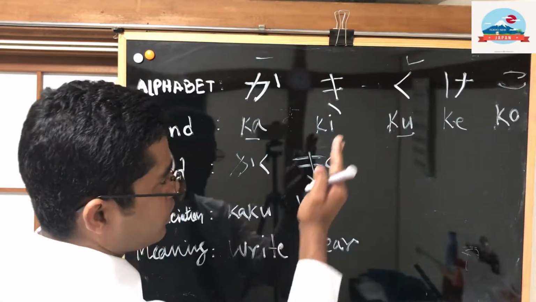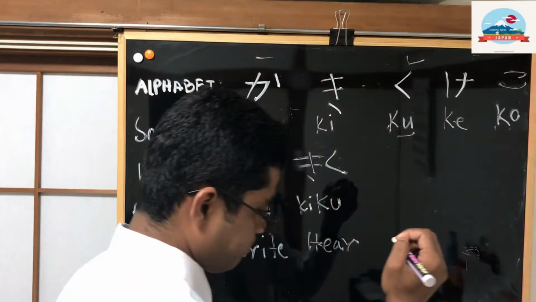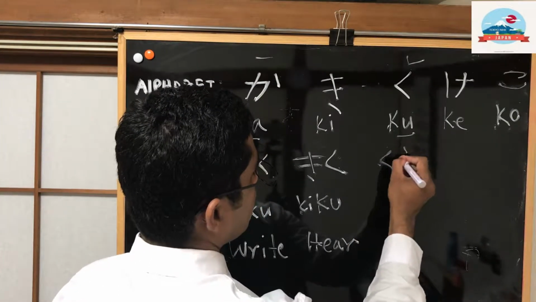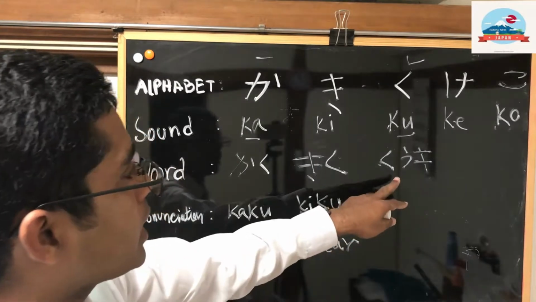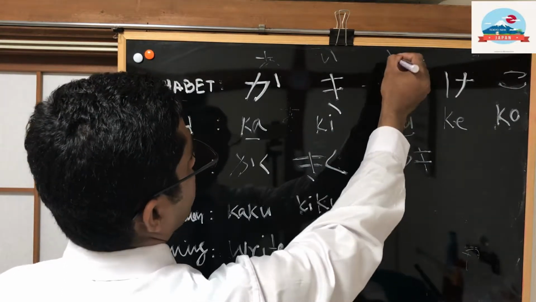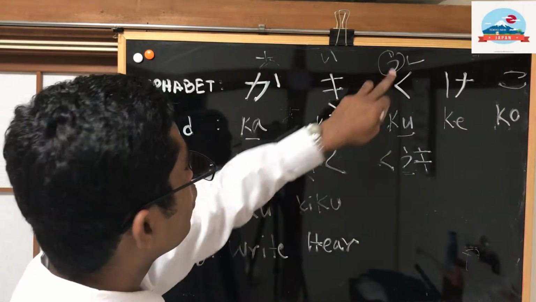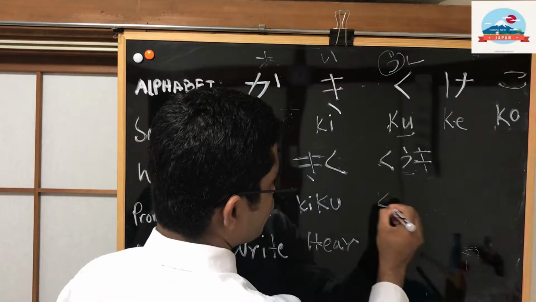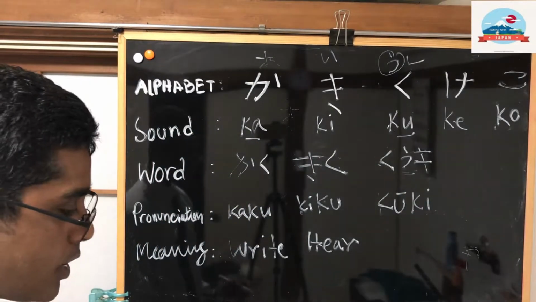Then we'll go to ku. By this ku alphabet, kuki. Ku, and kuki. It was the first class alphabet, A, I, U. And this U is here. Ku, u, ki. Kuki. This pronunciation is ku, ki, kuki. Kuki means ear.